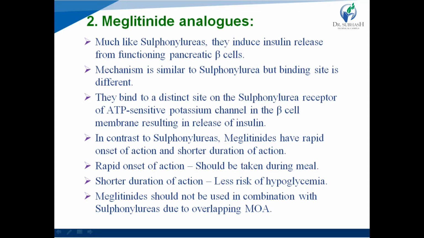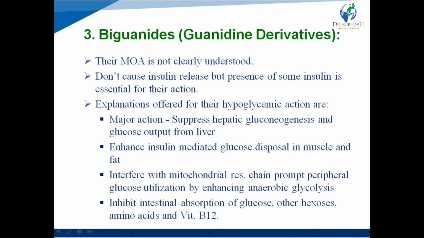So it has rapid onset of action, and because of that it should be taken during a meal or just before a meal. It has a shorter duration of action, only around 1 hour, while sulfonylurea has a duration of action of several hours. So in the case of meglitinide analogues, the risk of hypoglycemia is less compared to sulfonylurea. And because of the similar mechanism of action, meglitinide should not be used in combination with sulfonylurea.